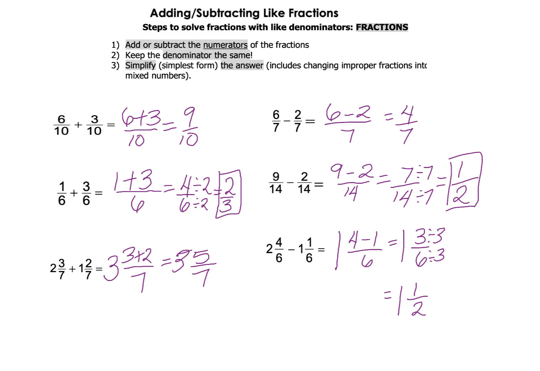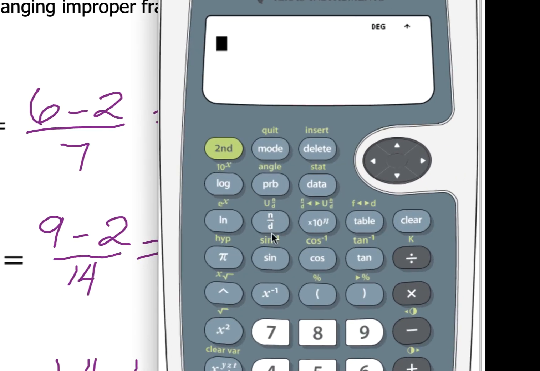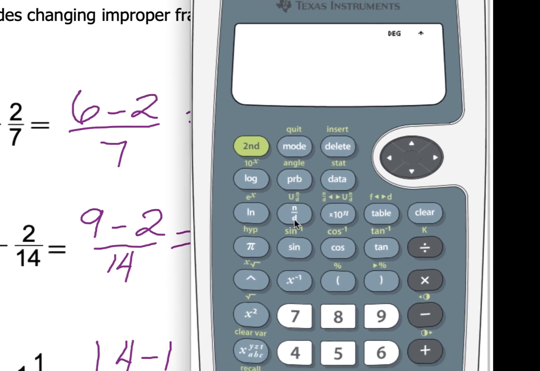Now suppose you have to use your calculator. Let's get our calculator. So let's try the 6 over 10 plus the 3 over 10. Let's try to add that using a calculator. So with the calculator, the n over d is your fraction function.